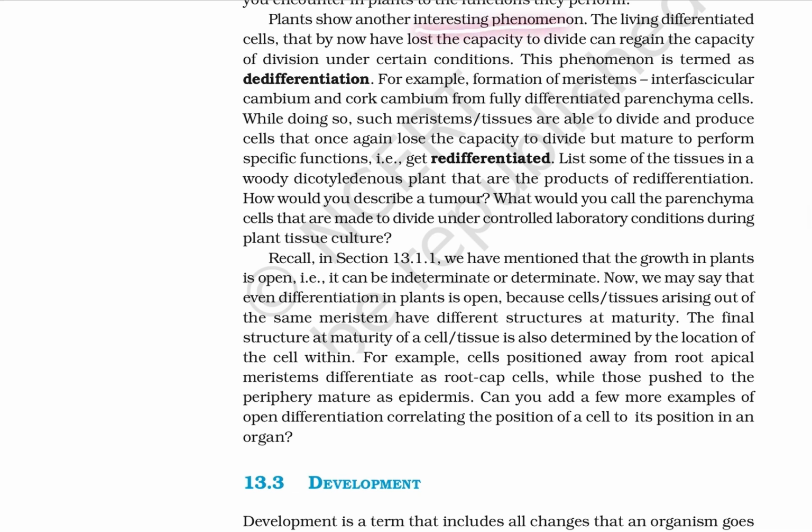A plant shows interesting phenomena. The different living differentiated cells that have lost the capacity to divide regain the capacity to divide under certain conditions. This phenomenon is termed de-differentiation.